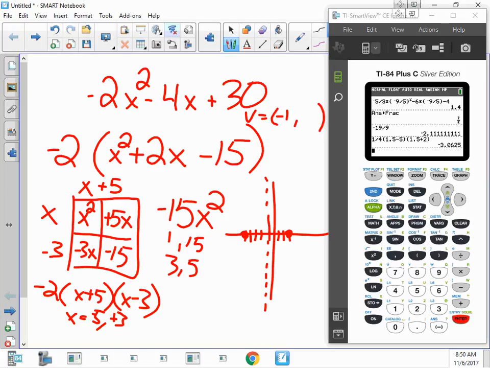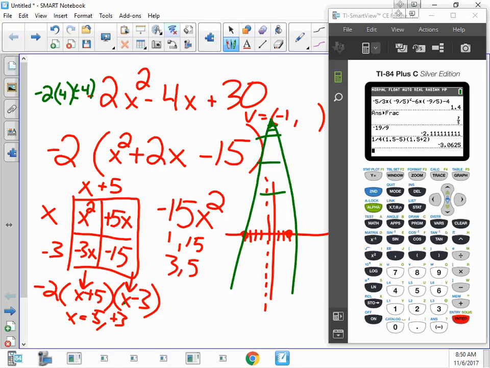To find that something, I'm going to put negative 1 into the equation. That yields negative 2 times, what is negative 1 plus 5? 4. And what is negative 1 minus 3? Negative 4. Negative 2 times 4 is negative 8. Negative 8 times negative 4 is 32. So 10, 20, 30, 1, 2. Something like that. I missed, but you get the picture.